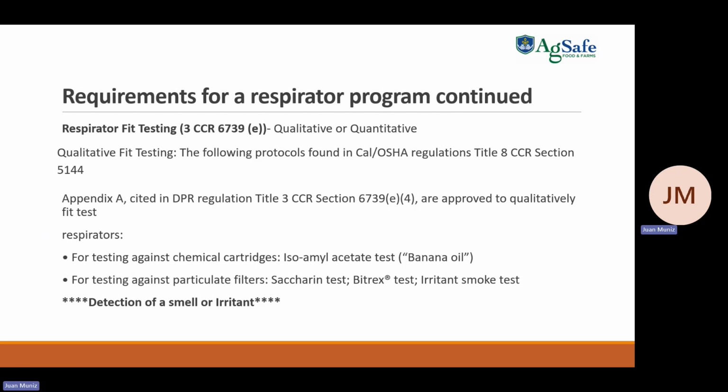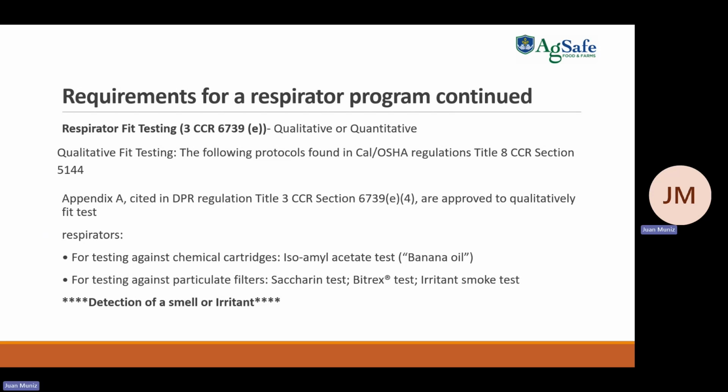Appendix A cited in the DPR regulation, Title 3, California Code of Regulations, Section 6739(e)(4), lists the approved qualitative fit tests. Basically, that section will give you more details on the type of testing, equipment, and process that is used. So below are some brief descriptions of such.